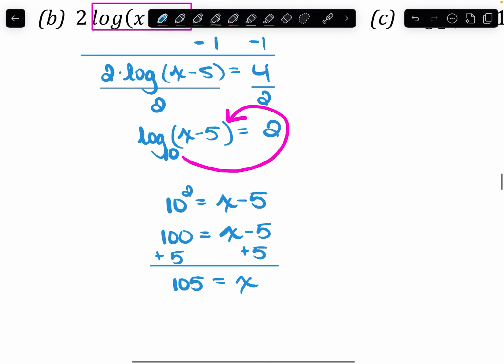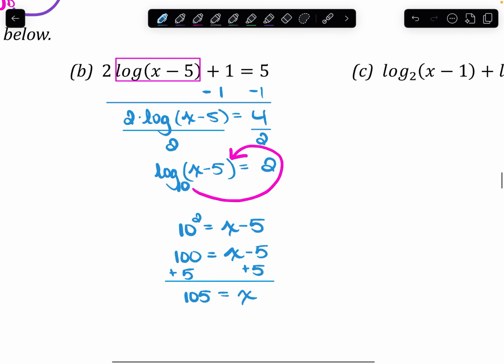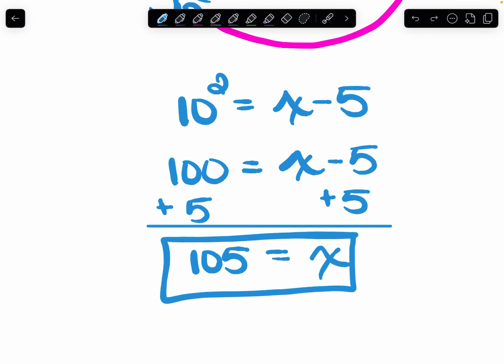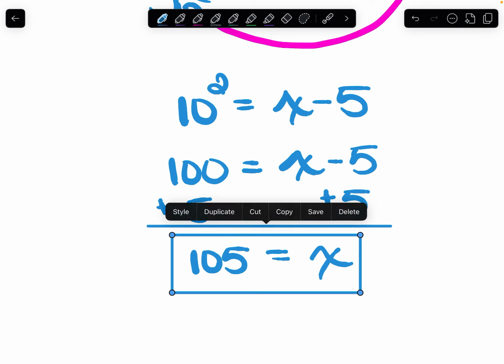So you're going back up to the original problem and plugging it inside of the log, just on the inside. So we're going to plug in 105 here. If I plug in 105 for x and then subtract 5, it's still positive. So that means we're okay to keep it. It must be positive when you plug it in. If it's not, throw it out.